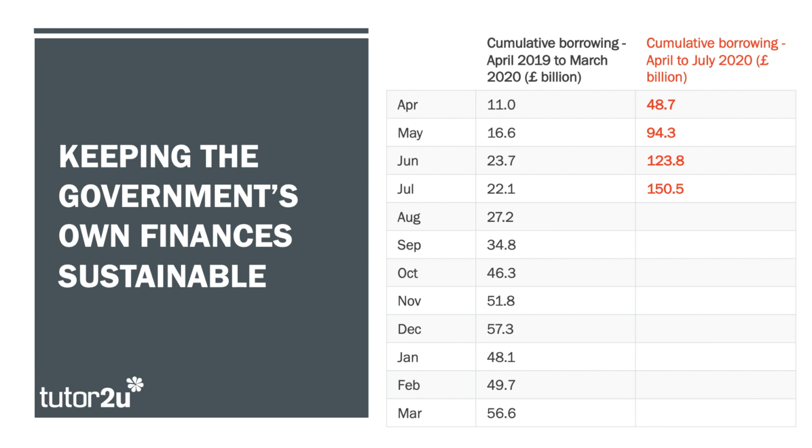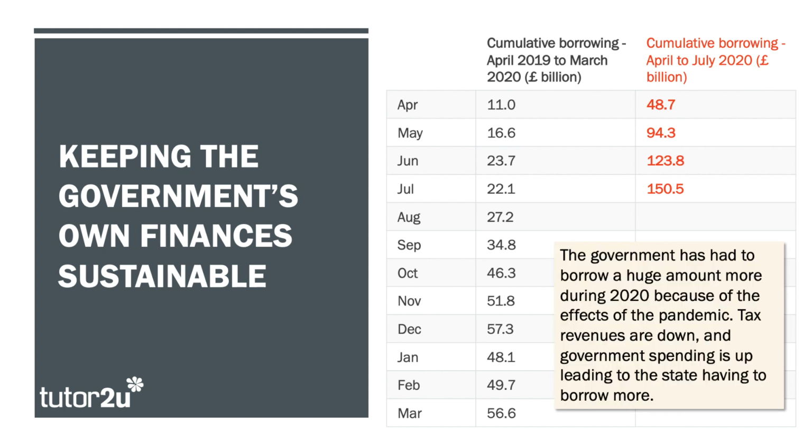Now, you might be able to hear a yapping dog. I'll carry on. This is what the government is borrowing this year since lockdown. So this is cumulative borrowing. They borrowed 48 billion in April, another 46 billion in May, cumulatively going up to 94. Can you see here already up to July, they've borrowed 150 billion pounds, nearly 3 times what they borrowed in the whole of last year. The government's had to borrow a huge amount more this year because of the pandemic.